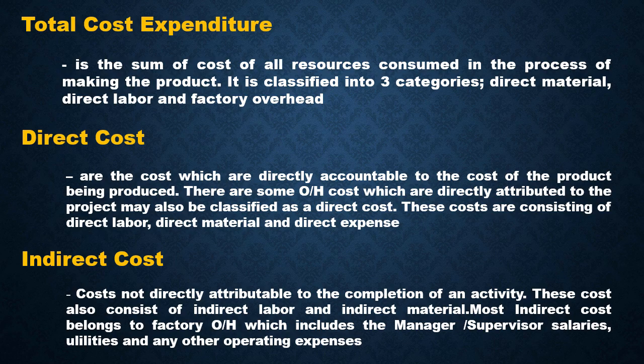Next, I want you to know the real meaning of the total cost expenditure, which is also called the total cost incurred, and the direct cost, indirect cost, as well as the factory overhead. Total cost expenditure is the sum of the cost of all resources consumed in the project of making the product. It is also classified into three categories: direct material, direct labor, and factory overhead.